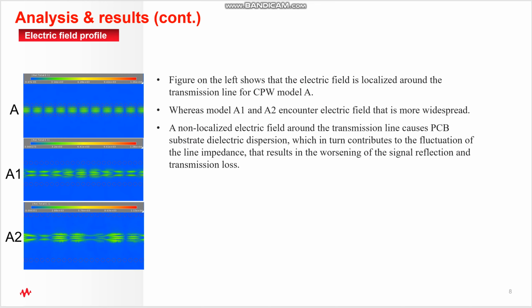Next, electric field profile for A, A1 and A2. The figure on the left shows the electric field is localized around the transmission line for model A, whereas A1 and A2 encounter electric field that is more widespread. Non-localized electric field around the line causes the PCB substrate dielectric dispersion, which in turn contributes to the fluctuation of the line impedance that results in the worsening of the signal reflection and transmission loss.